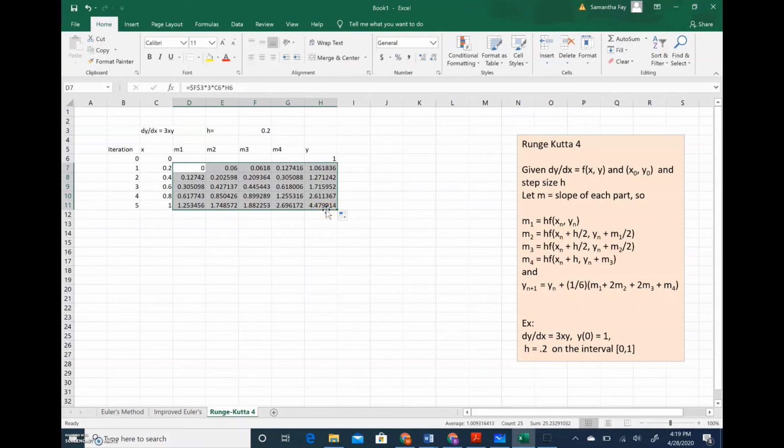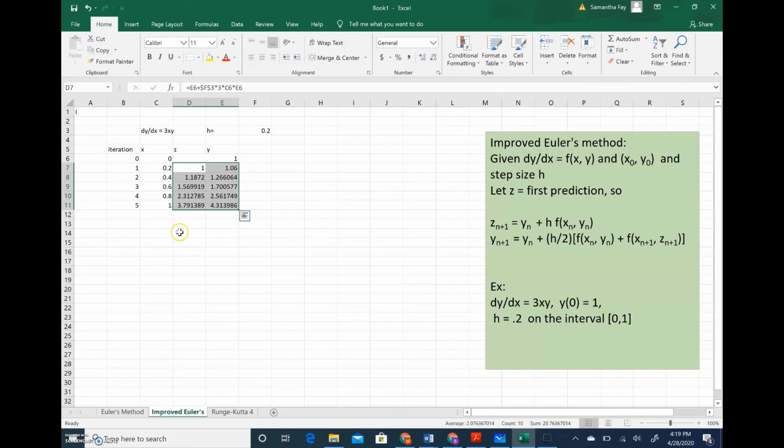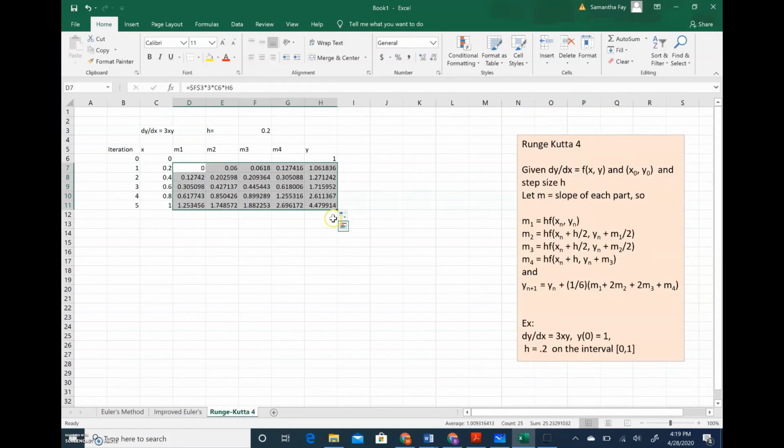And so that isn't all that different from what we got with the improved Eulers. So improved Euler said it was 4.3, and Runge-Kutta says it's 4.4, almost 4.5. And so the improved Eulers really isn't bad, but the Runge-Kutta does give you a way more accurate, like really, really accurate prediction of what the points of that function will be. I hope that makes sense. If you guys have questions, let me know.